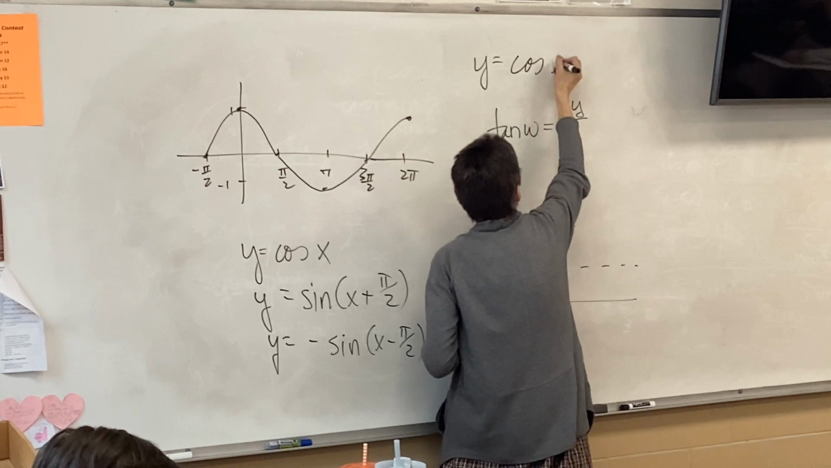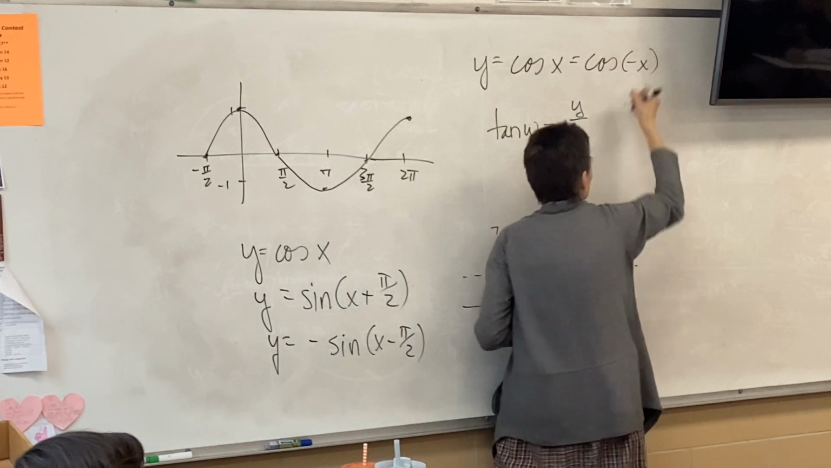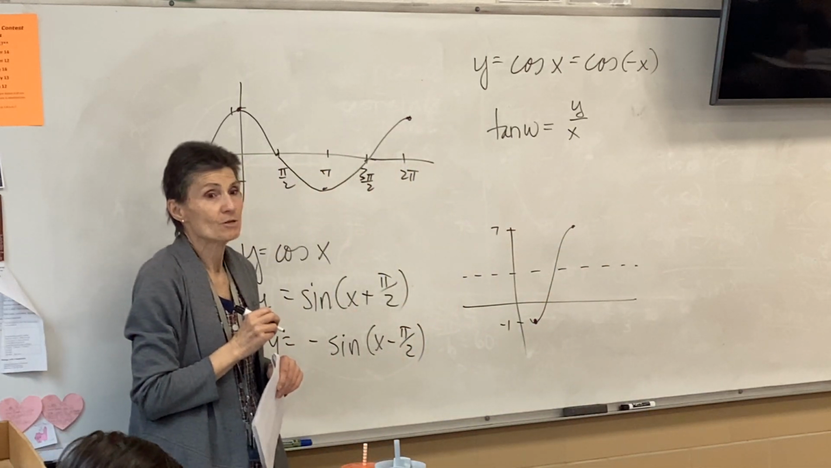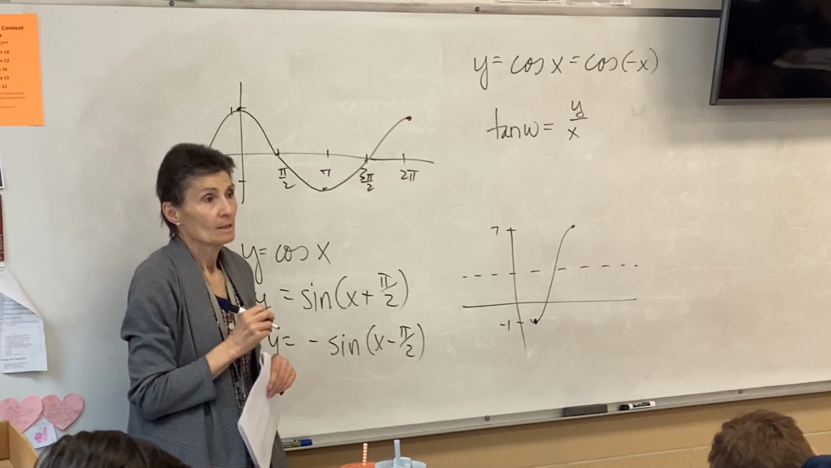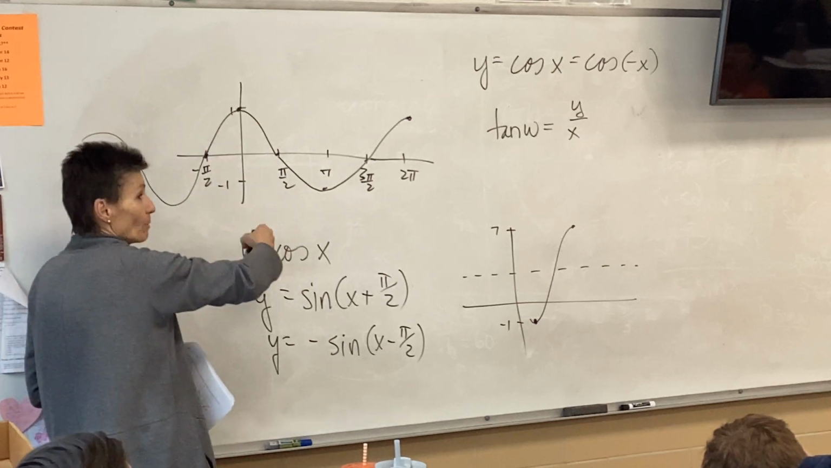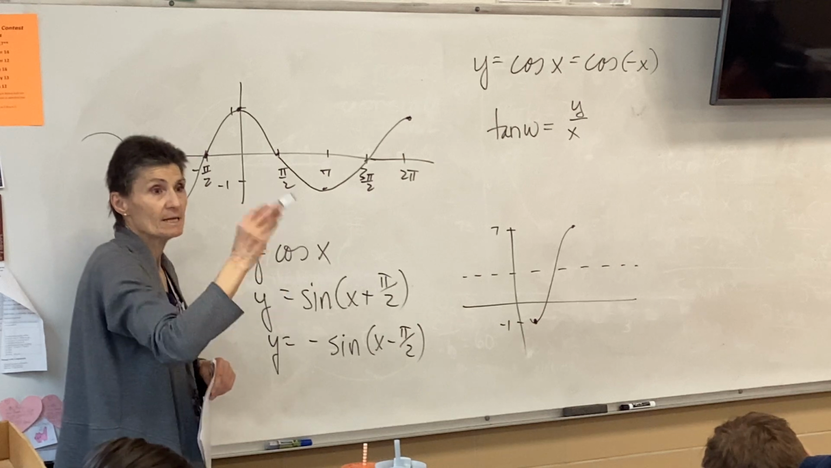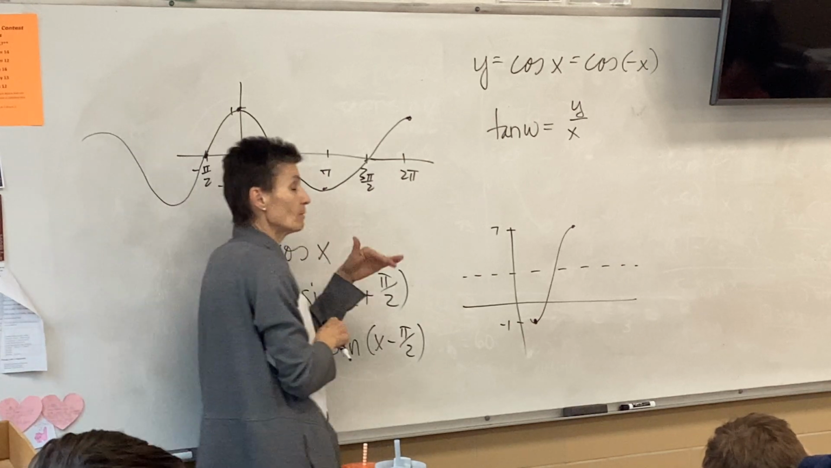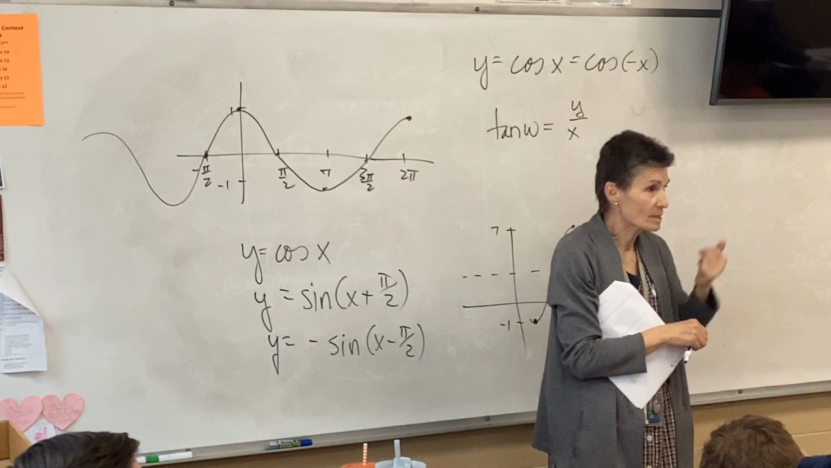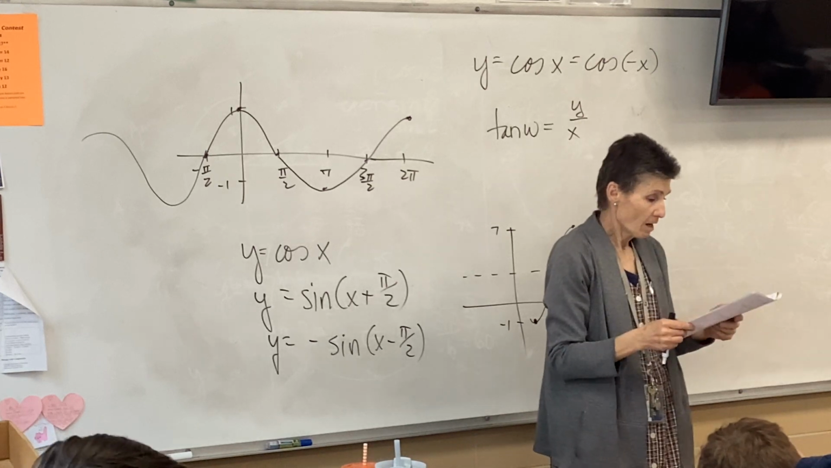So remember that cosine is even, which means when you input a negative, it does not change anything. Cosine, if you think about this picture, isn't it a reflection across the y-axis? That makes it even. It's an even function. If you took out your calculator and typed in cosine 10 and cosine negative 10, it would give you the same answer. Okay, guys?